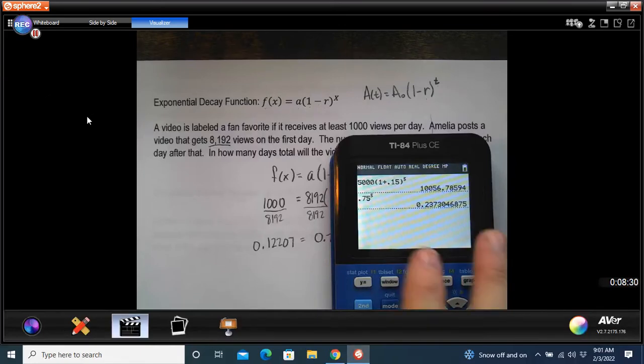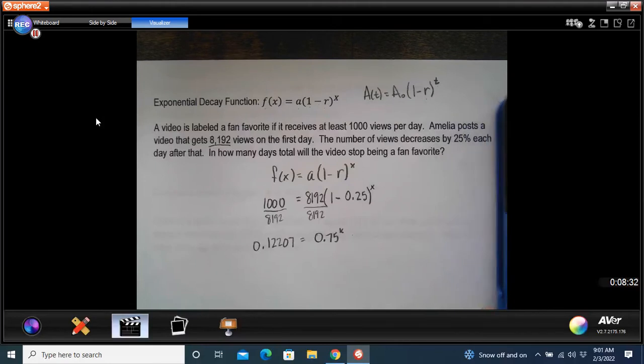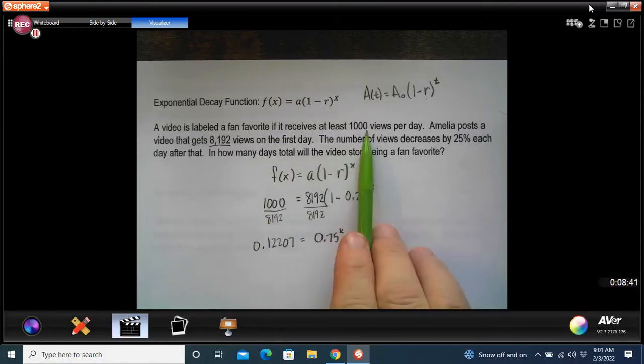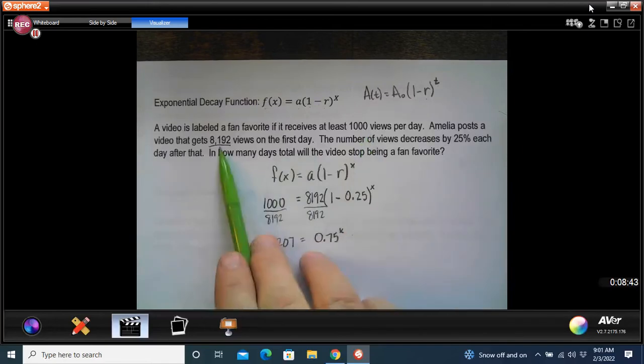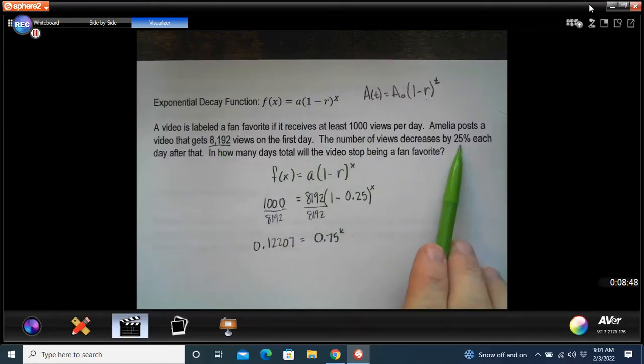Not sure what happened there. Not sure if I need to start over or what. But anyway, we want it to equal 1,000. How many? This is the initial amount, and it's decreasing at this rate.